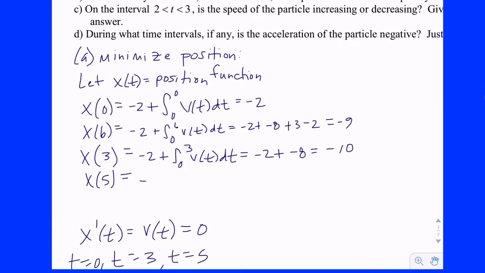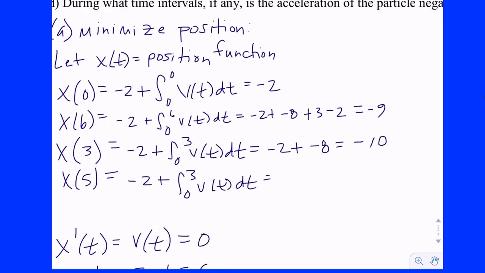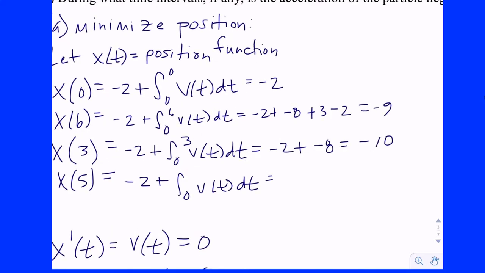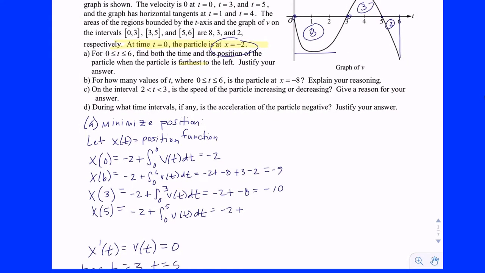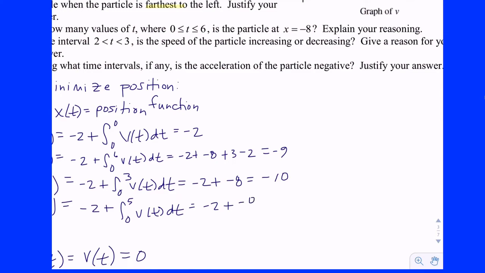And then finally at x of 5, you get negative 2 plus the integral from 0 to 5 of v of t dt. Oops, from 0 to 5, sorry. Negative 2 plus, and now it's going to be negative 8 plus 3. So that's going to be at negative 7.